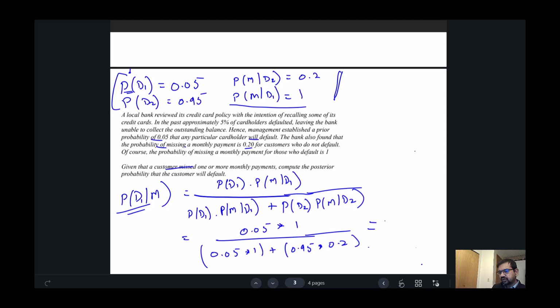0.05 by 0.24, or 0.21. So our probability of somebody defaulting having missed a monthly payment is 0.21. So it is much higher than the general probability of defaulting, which was only 5%. So this is our updated probability, our posterior probability, and we were able to update our prior of 0.05 using the additional information that we have.